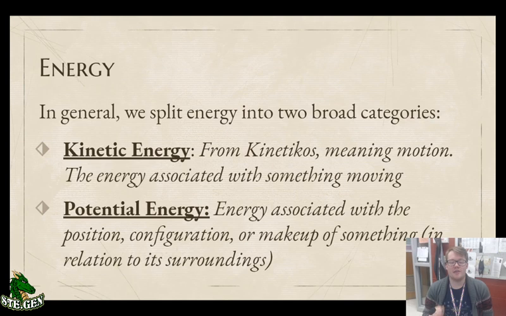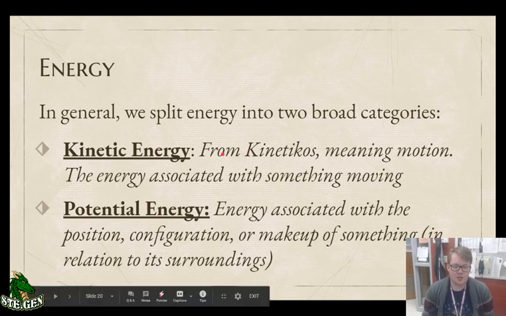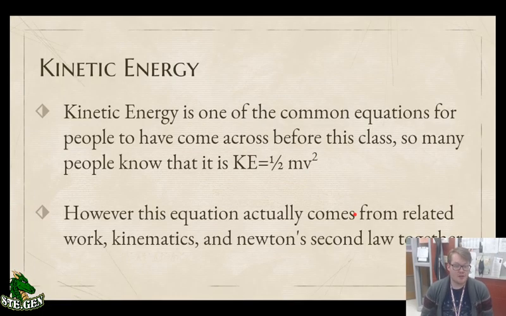The higher potential that it has to have energy, or the higher amount of energy that could be released from it based on its given position. We're going to start with kinetic energy. It's one of the most common equations that people have actually heard before this class, so a lot of you are already familiar with it. It's KE equals 1/2 mv squared.